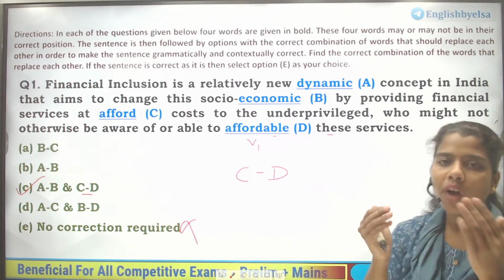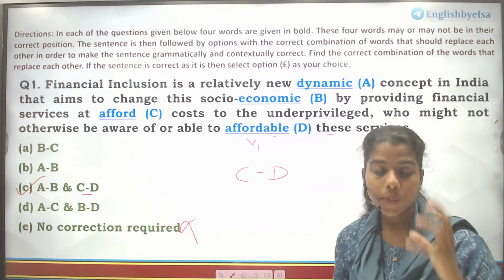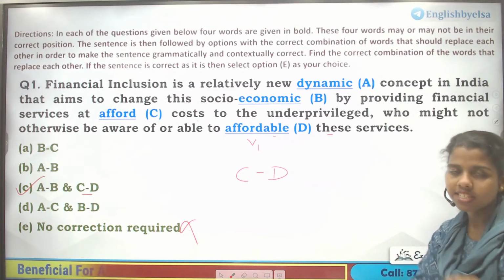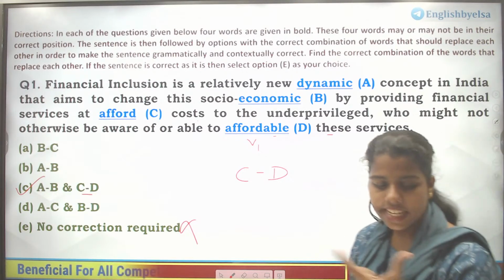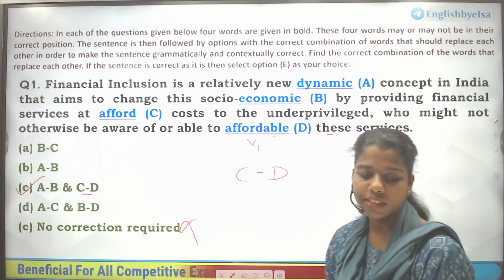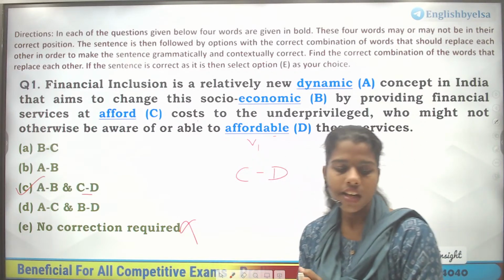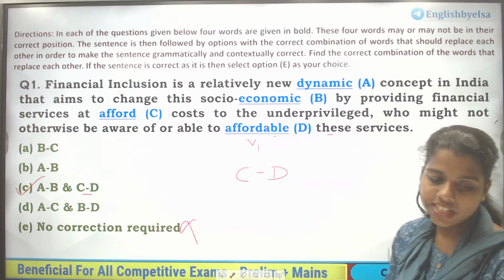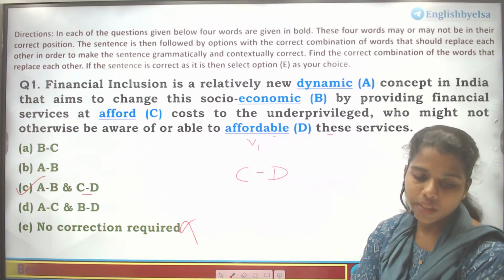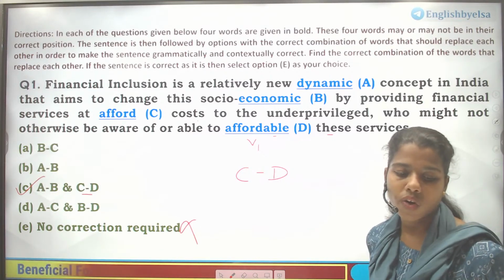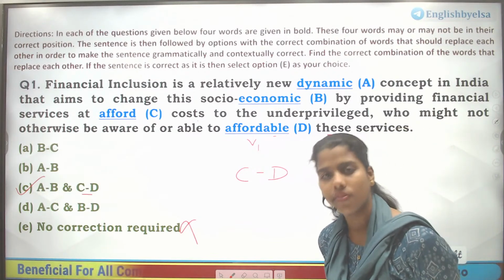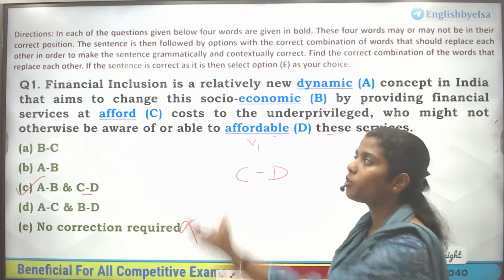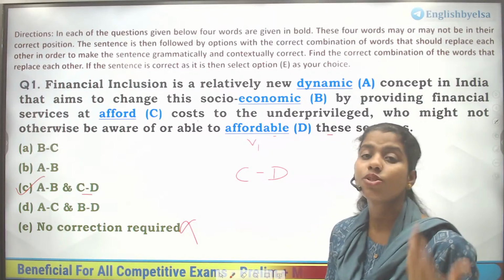After doing so, if you have time in the exam, you are required to read the sentence once again by changing the words. That means A and B is interchanged, C and D is interchanged. So the correct sentence will be, financial inclusion is a relatively new economic concept in India that aims to change the socio-dynamic by providing financial services at affordable cost to the underprivileged who might not otherwise be aware of or able to afford these services. This will be the correct sentence. In exam, if you have time, you have to read the sentence once again to be sure.